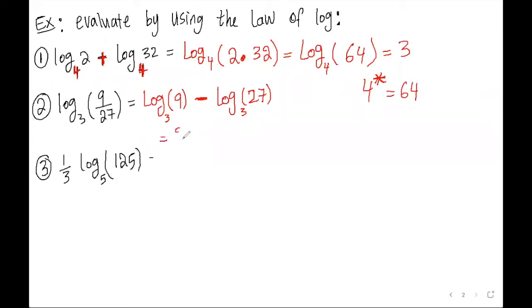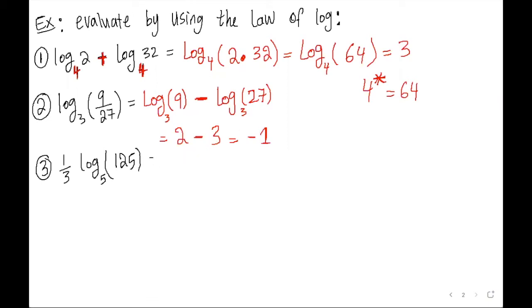Minus, 3 to which power gives me 27? It is 3, yes, because 3 times 3 times 3 is 27. So 2 minus 3 is minus 1. So the answer is minus 1.